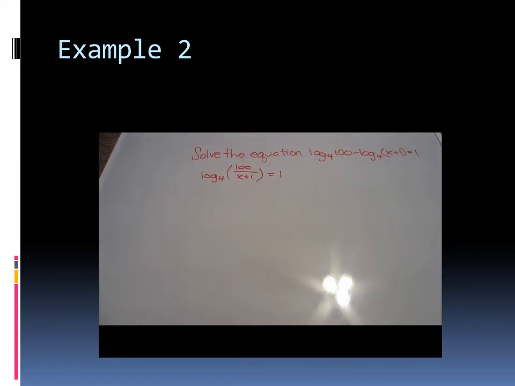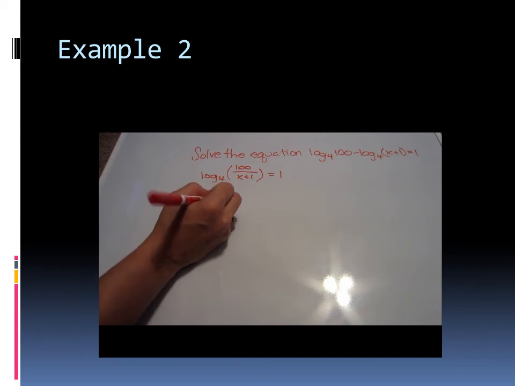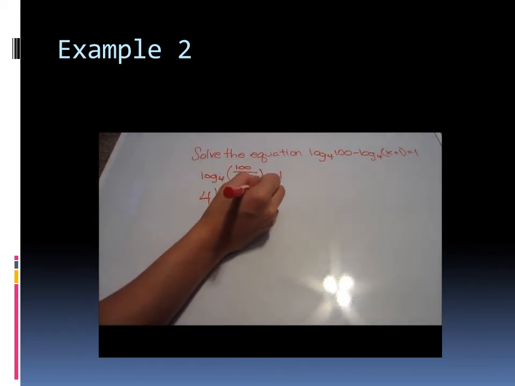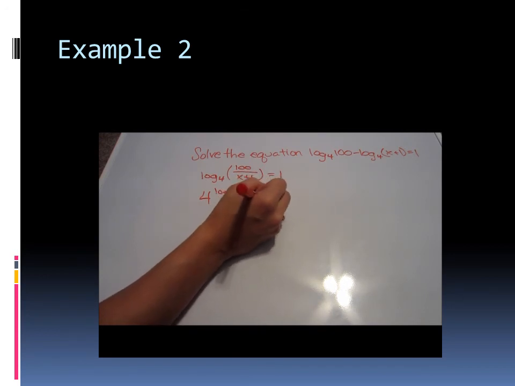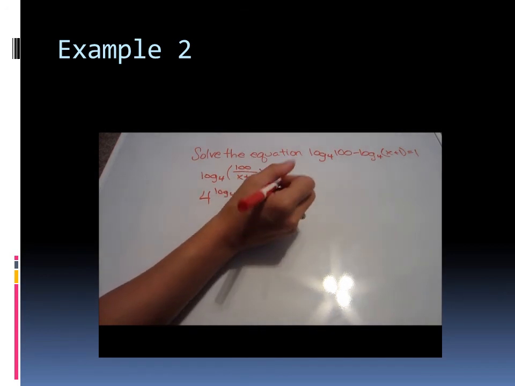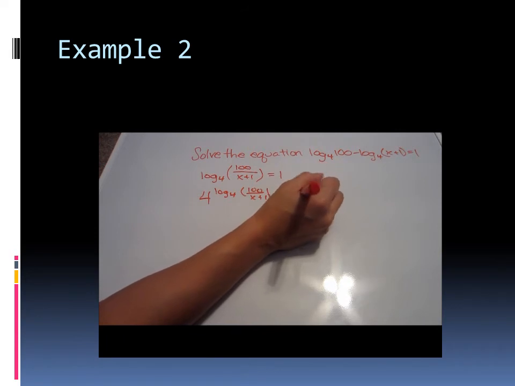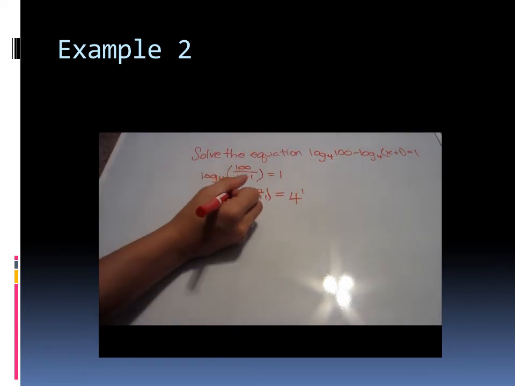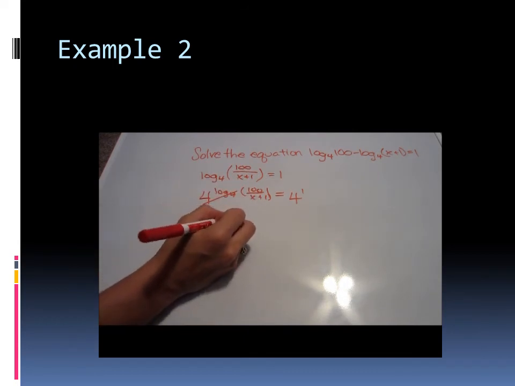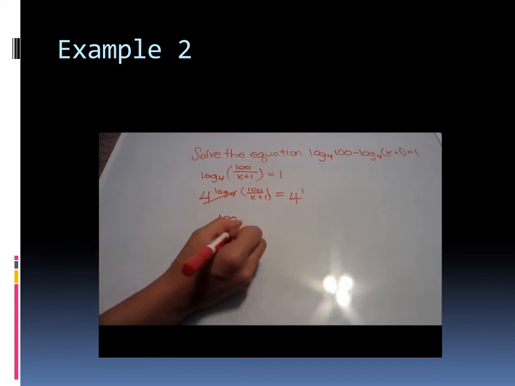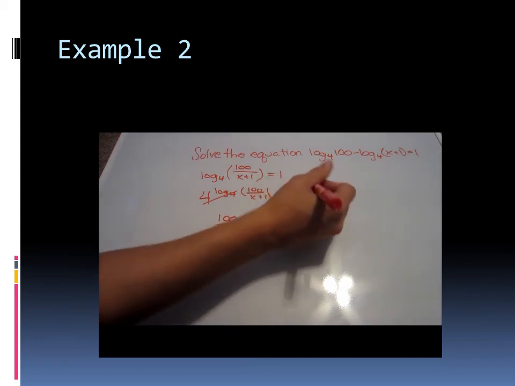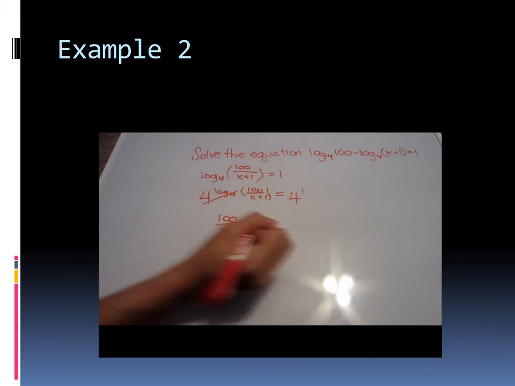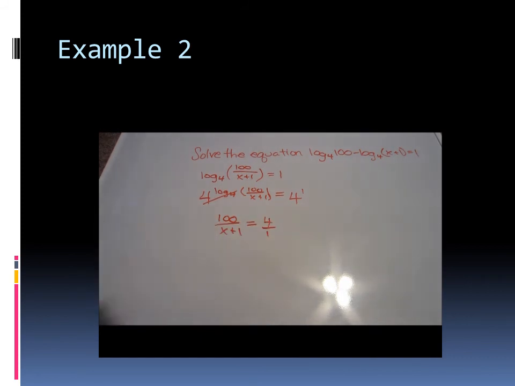Now we go ahead and take that and put it to base 4 on both sides. So we get 4 to the log base 4 of 100 over x plus 1 is equal to 4 to the first. Now I know that the left side looks very complicated, but we're going to go ahead and cancel this so that we just get 100 over x plus 1 is equal to 4 to the first, which is 4. Now we can make 4 into a fraction and cross multiply.